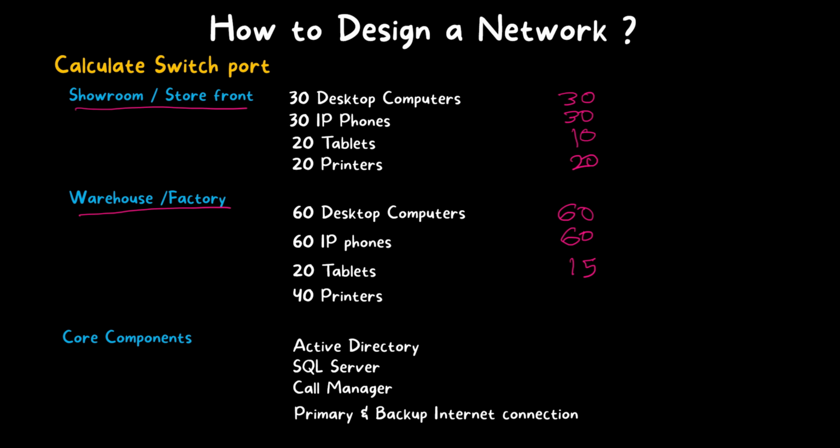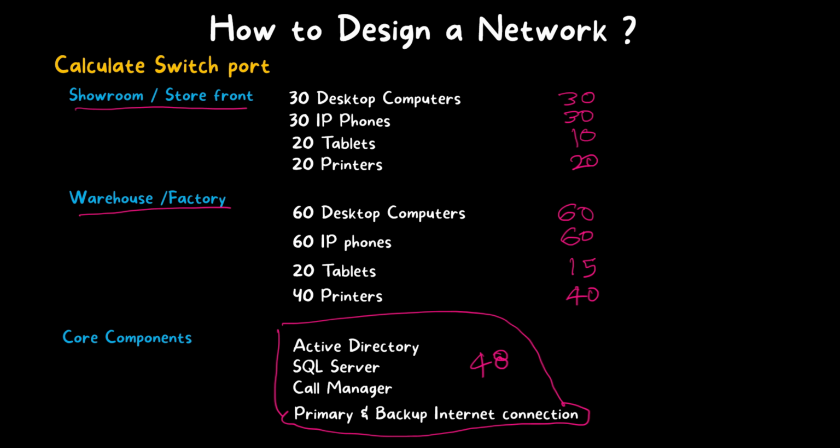Then there are 40 printers. 40 printers require 40 network ports. Now when we go to the core components, the Active Directory server is there, the SQL server is there, the Call Manager server is there, then the primary and backup internet connections are there. All of these services are very critical, so we are going to connect these services directly to our core switch or distribution switch. If we consider a 48 port core switch or distribution switch, then it is more than enough to connect all these critical services. So now let's calculate the total number of ports required.